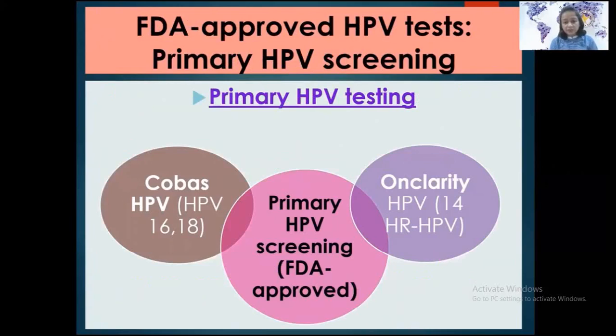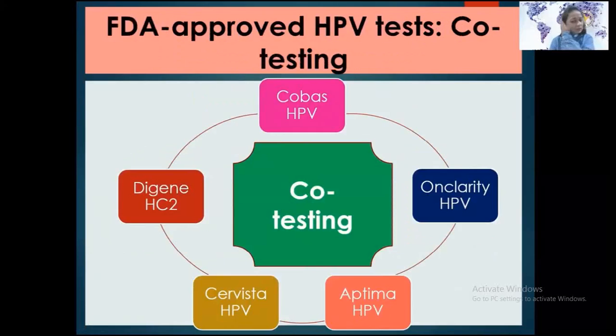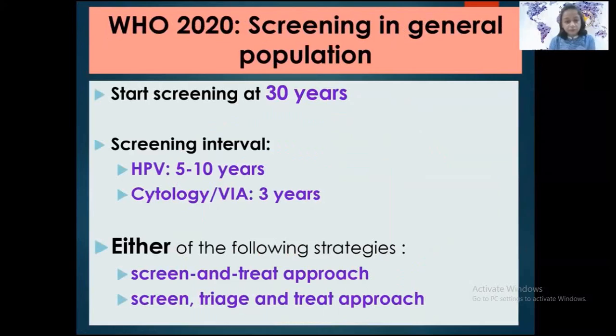So for primary HPV screening, only 2 FDA-approved HPV tests are recommended. That is COBAS HPV and OnClarity HPV. COBAS HPV can detect HPV 16 and 18, while OnClarity can detect 14 HR HPV types, including 16 and 18. However, since these are not available in all setups, co-testing with 5 HPV tests is recommended, including COBAS and OnClarity. There are Aptima, Cervista, and Digene assays that are recommended for co-testing.